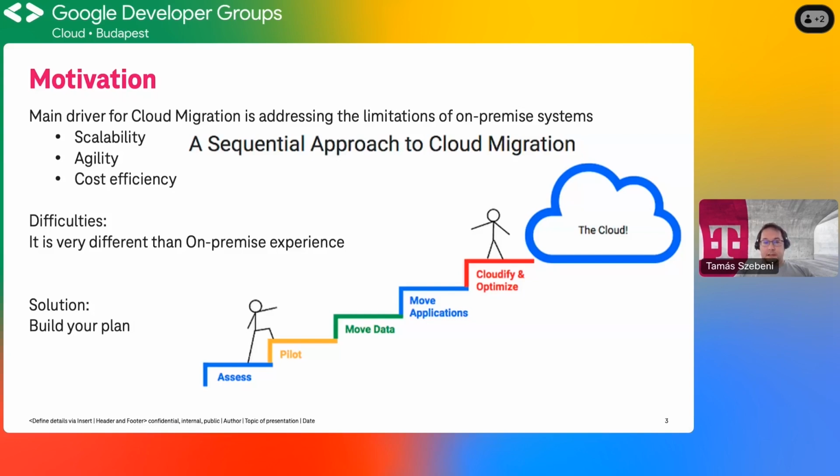So as the picture suggests, it is a multi-phased approach. We start talking to the customer, designing according to their requirements, using some of the blueprints, migrating some of the applications and data, and we iterate with optimization.